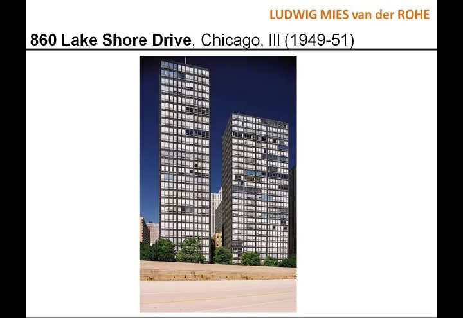Another example of the international style, not surprisingly, comes from Ludwig Mies van der Rohe. Of course, he was an immigrant to this country. He's one of our emigre designers who changed the way architecture looked and was considered in this country. Now, the building we're looking at here, 860 Lakeshore Drive, these are apartment buildings. These were built between 1949 and 1951, and they are two iconic skyscrapers along the Chicago skyline.